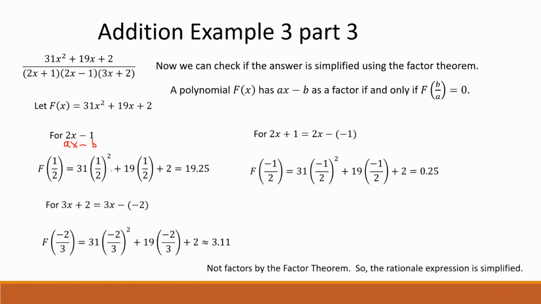Okay? And you can see when we do F of 1 over 2, a direct calculation, I did this actually in decimals, you get 19.25, which is not 0. So 2x minus 1 is not a factor of the numerator. Does that make sense to everyone?